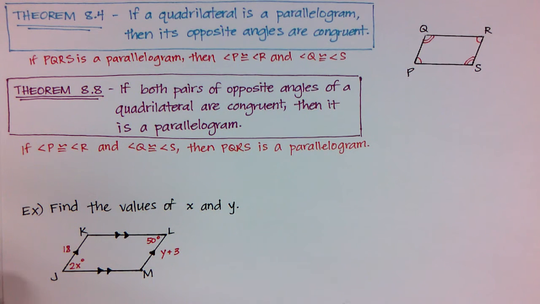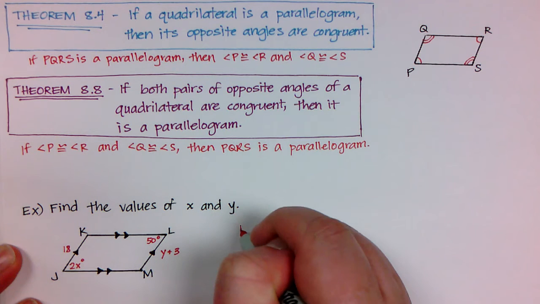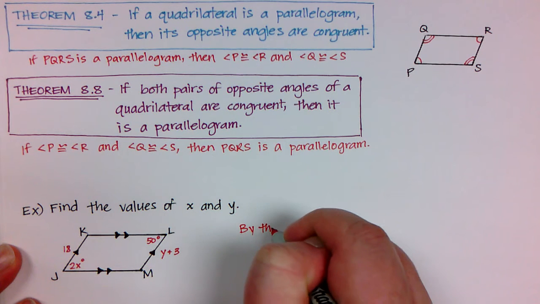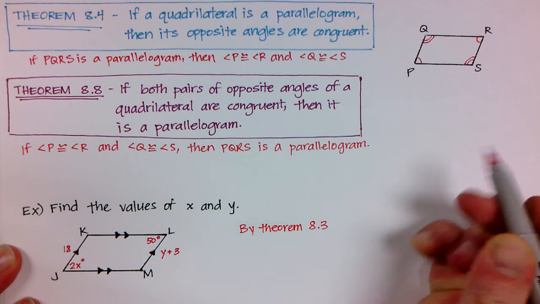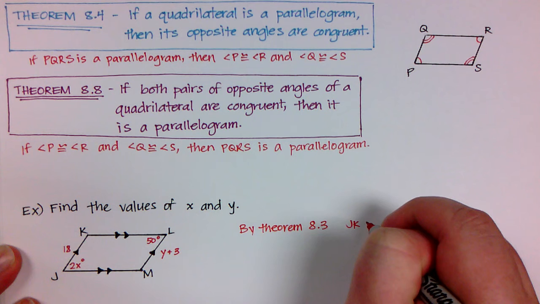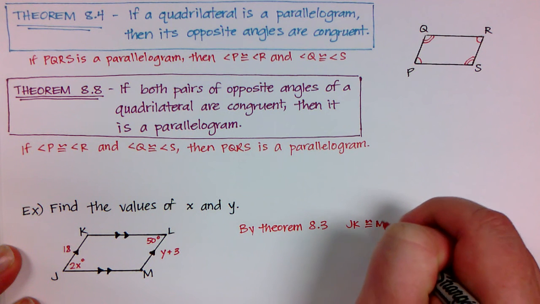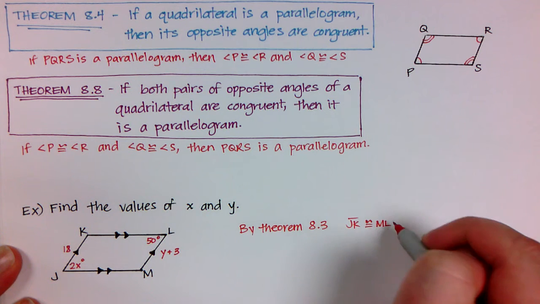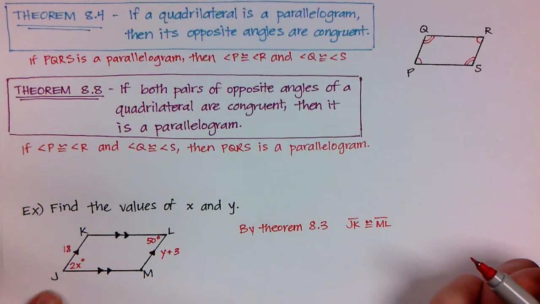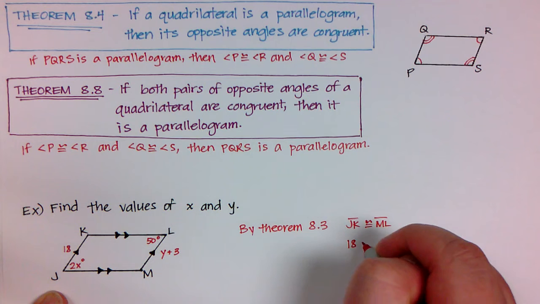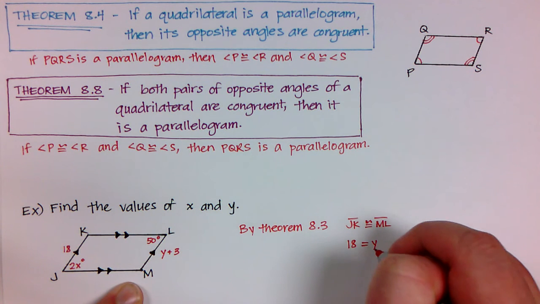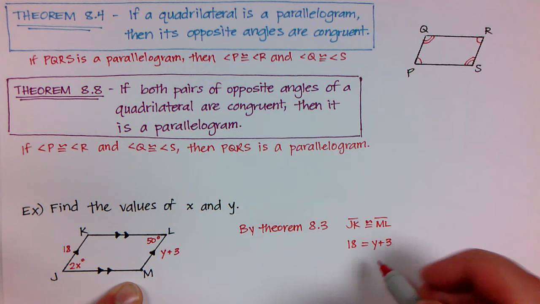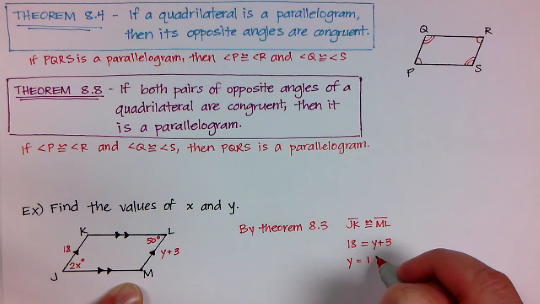And so we've learned some information already that by Theorem 8.3, JK is going to be equal to ML. So I'm going to say that they're congruent right now, those two segments. So that means that JK, 18, is going to be equal to ML, which is y plus 3. And I can solve for y. So in this case, y is going to be 15.